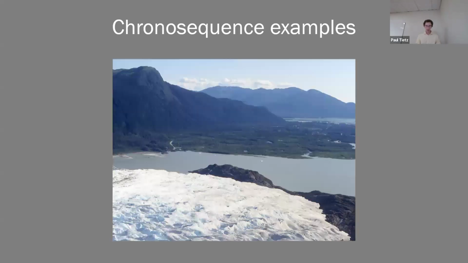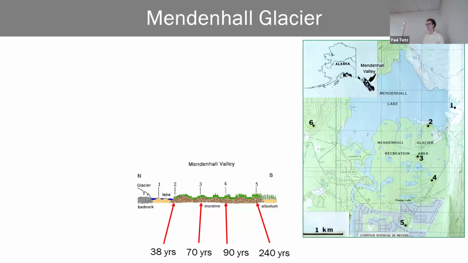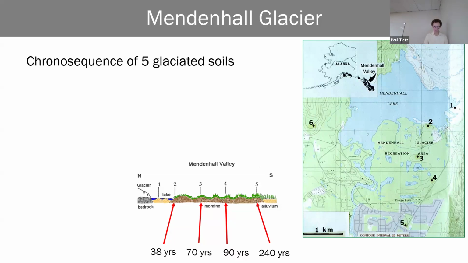So, lucky me, we get to talk about glaciers once again, since I really love glaciers. This specific glacier is up in Alaska. This is the Mendenhall Glacier. Anybody's been to Alaska or familiar with it at all? This is a popular one. And we have a chrono sequence here of 5 glaciated soils of different age.